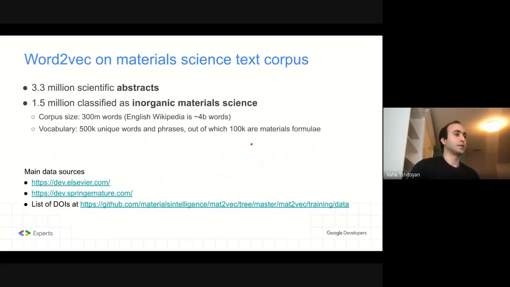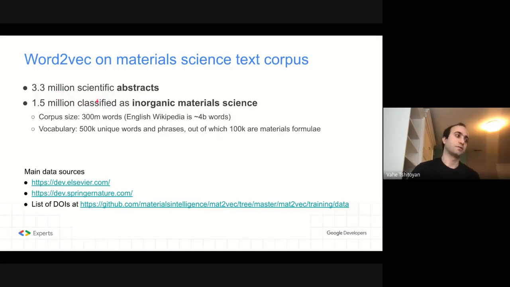Let's see what happens when we go to material science. Usually word2vec is trained on a large text corpus, like Common Crawl or Wikipedia. We took a very specialized text corpus of scientific abstracts. We pulled 3.3 million abstracts. The nice thing with abstracts is they're freely available using some APIs from publishers usually. And out of these, 1.5 million were inorganic material science.